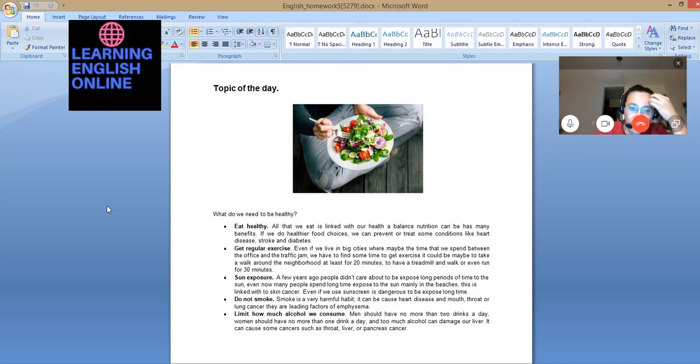And the last one, limit how much alcohol we consume. Men should have no more than 2 drinks a day. Women should have no more than 1 drink a day. Well, in this article, they say that 1 drink is equal to 12 ounces. It's like just 1 beer, for example, or a little wine. I don't like wine a lot, so I don't know the measure.